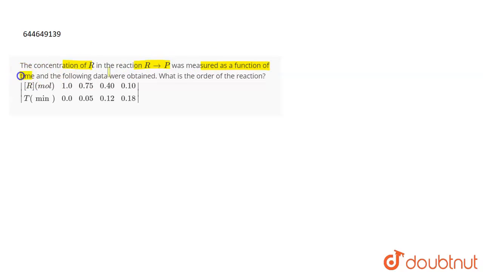The question is that the concentration of R in the reaction R to P was measured as a function of time, and the following data were obtained. What is the order of the reaction? So this is the data that you get about the concentration of R and the time.